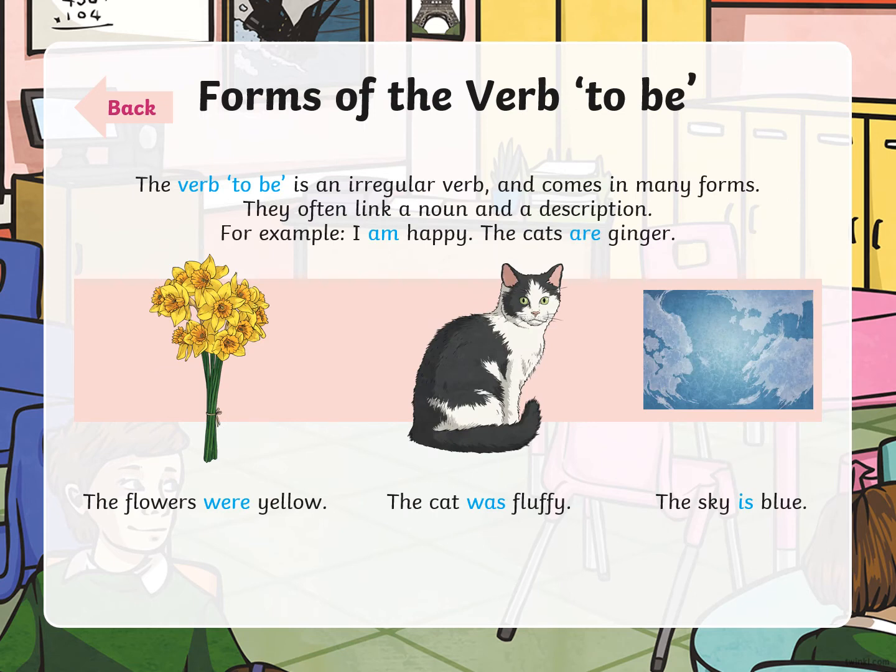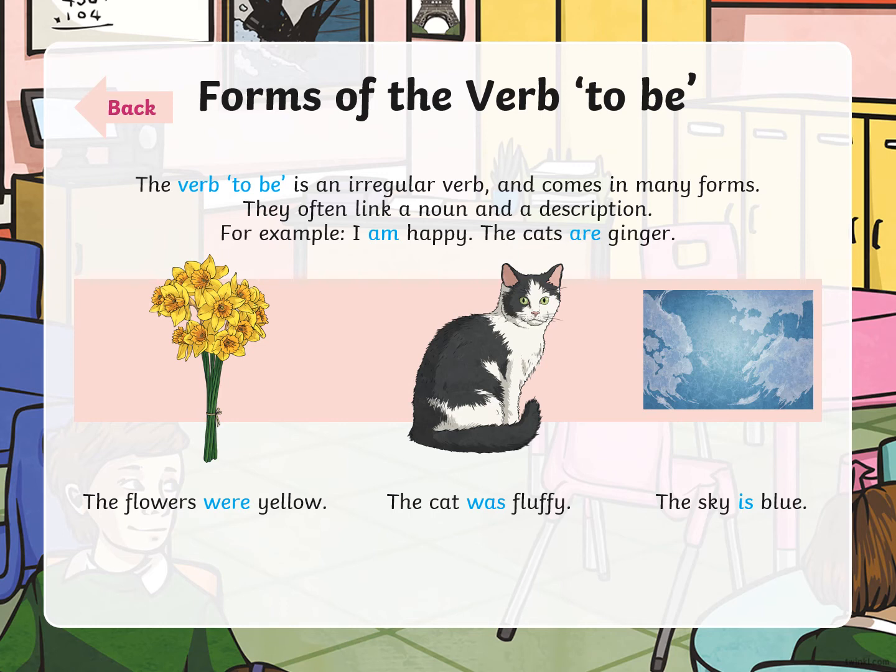So forms of the verb to be. So when I ask people for the verb in sentences like this, they often struggle to find the verb. But for example, if it's not drawing, skipping, those verbs that are easy to spot. The verb to be is an irregular verb and comes in many forms. They often link a noun and a description.